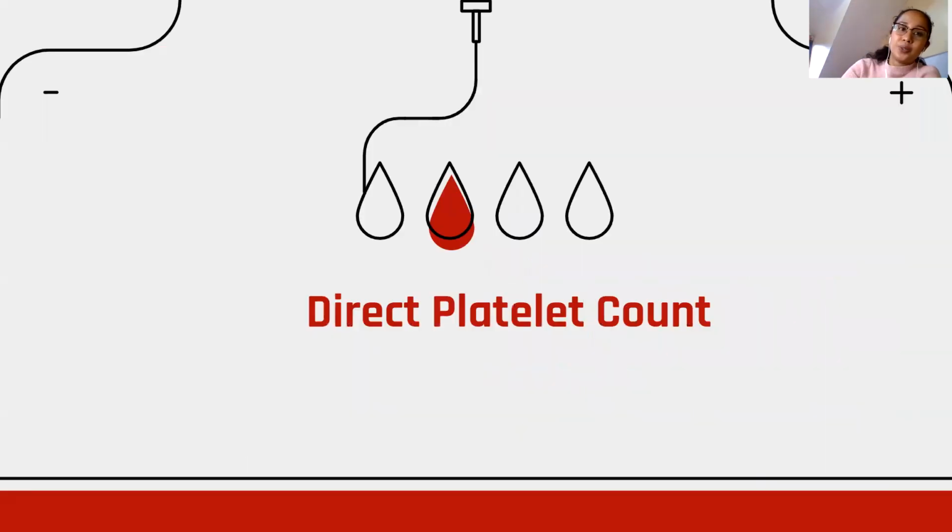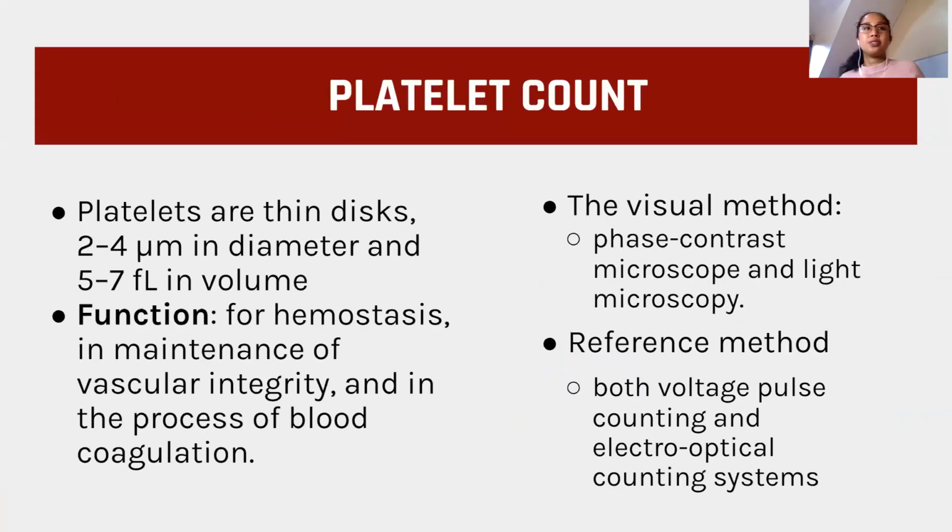Okay. So, let's head to our platelet count. Your platelets, class. Don't forget the size is 2 to 4 micrometers, though I'm also seeing 1 to 4 micrometers, and its volume is 5 to 7 femtoliters. Your platelets are so important. They are for hemostasis, maintaining vascular integrity. It assists your blood vessels and is important in the process of blood coagulation.